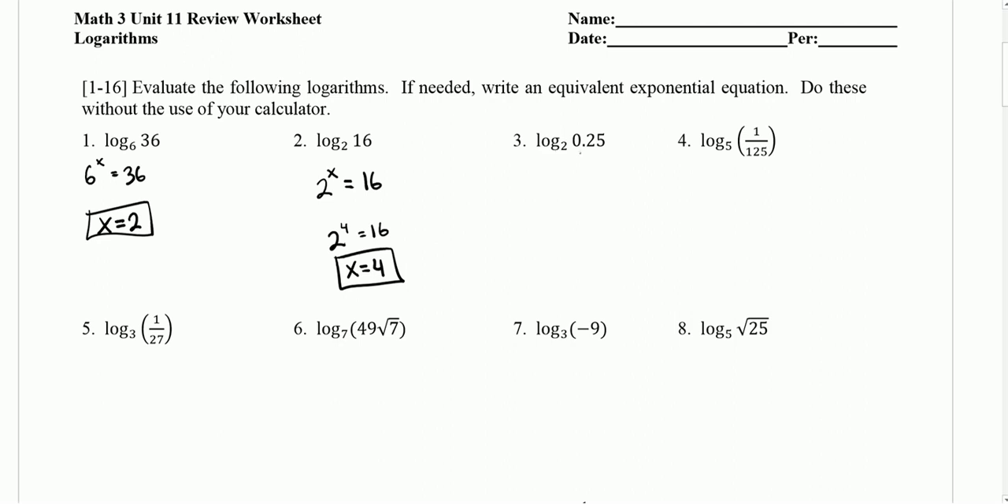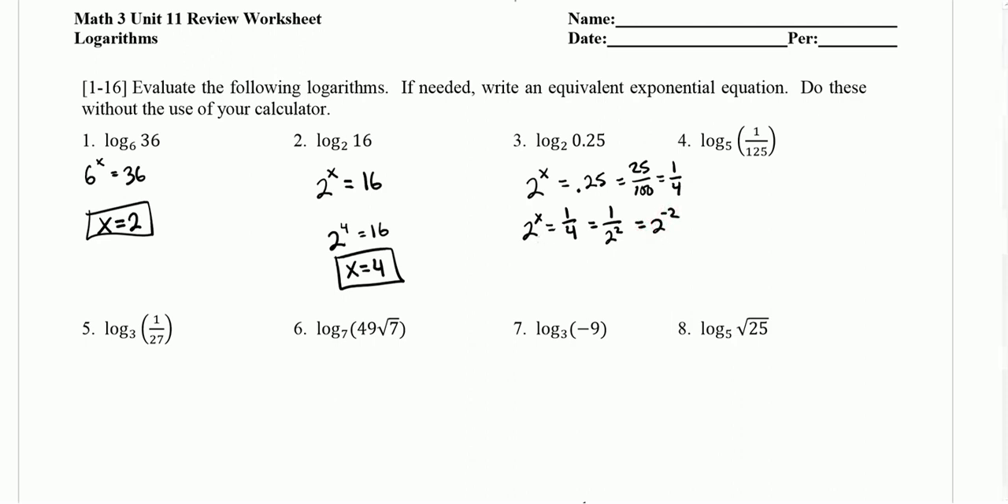Number 3, we get log base 2 of x equals 0.25. This is asking, 2 to what power equals 0.25? If it's helpful to change this to a fraction, 0.25 is 25 over 100, because the way we read that is 25 hundredths, and that reduces to 1/4. So now we're at 2 to what power is 1/4? Well, 4 is 2 to the second power, and 1 over 2 to the second power is 2 to the negative second power.